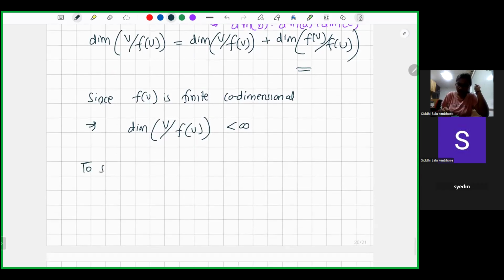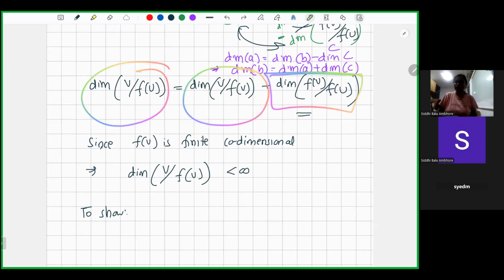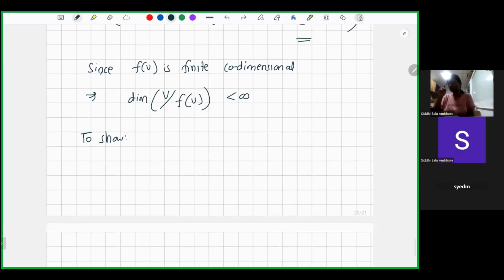So to show now that, see, we have to prove that this is finite dimensional. We have that this is finite dimensional, so it is just left to prove that this second part is finite dimensional. So we know that this is finite dimensional, and we just have to prove that this is now finite dimensional. So that's what we will be doing here. We have to show that the dimension of f of V quotiented by f of U is finite.